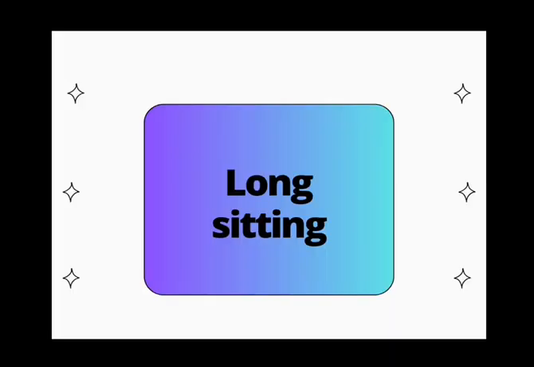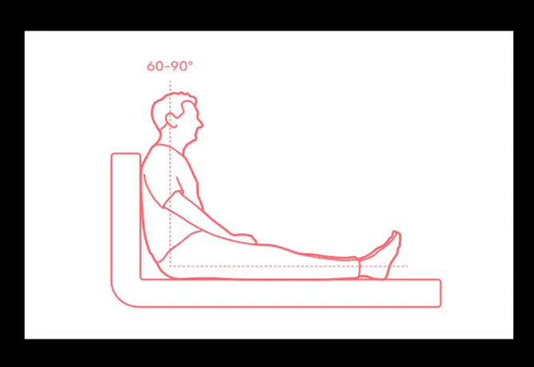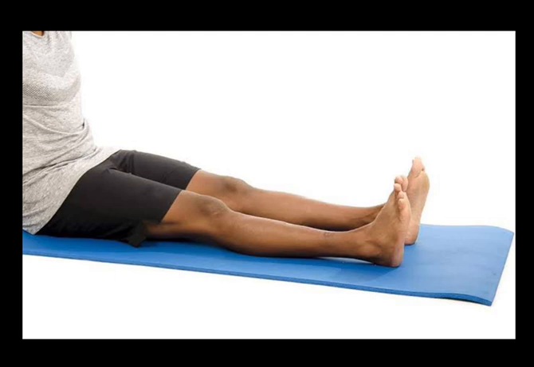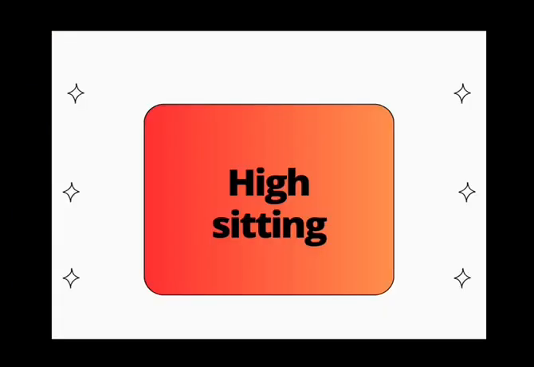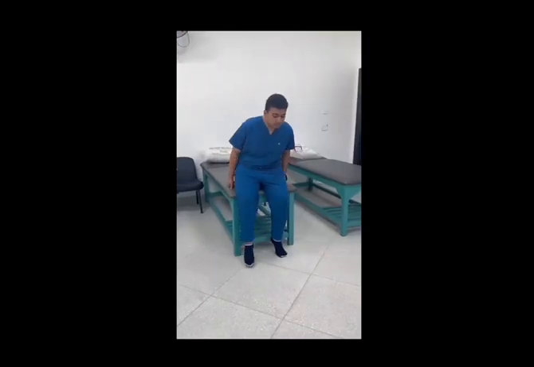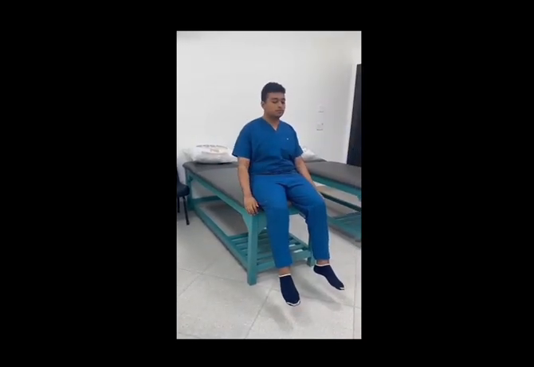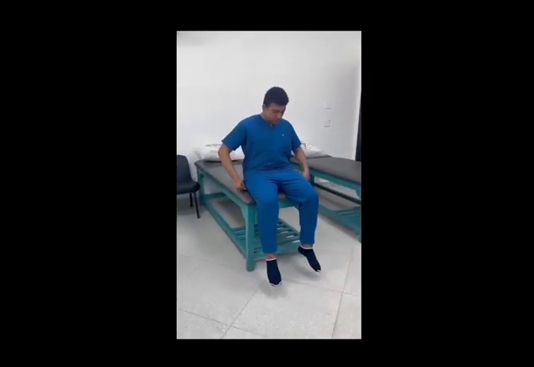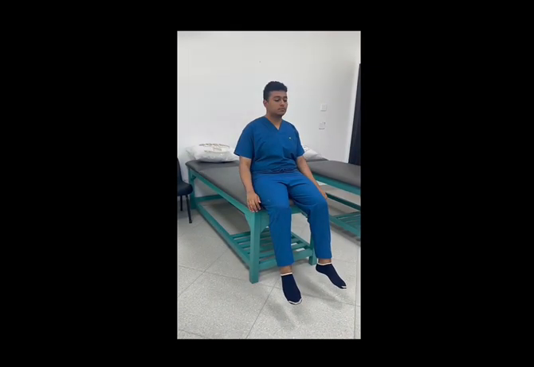Second, long sitting. As we see, the body is bent at the hips and the trunk is raised from lying to an angle of 90 degrees, with the knees extended so that the whole leg is supported. It's used for stretching the hamstring muscles. After that, high sitting, as we see, is taken on high planks, with back support or on a stool. It is convenient for foot and ankle exercise, balance, and preparation for standing exercise.